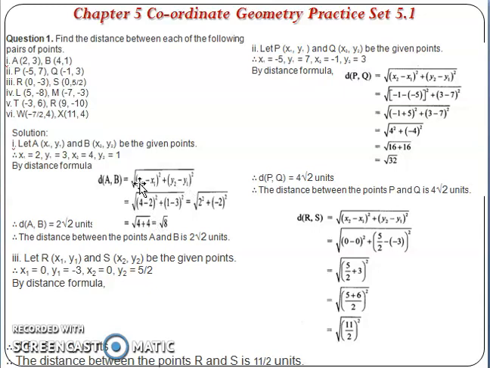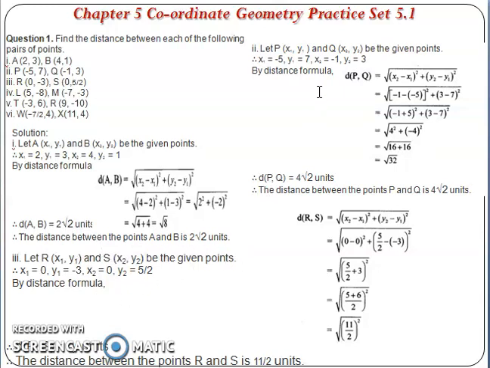Here in place of x2 you will substitute 4, x1 is 2, y2 is 1 and y1 is 3. So 4 minus 2 whole square plus 1 minus 3 whole square. What do we get? 2 square plus (minus 2) whole square. Minus 2 whole square is 4 only. So 4 plus 4, root of 8. Root of 8 means root of 2 times 2 times 2. That means distance AB is equal to 2 root 2 units. So the distance between the points A and B is 2 root 2 units.